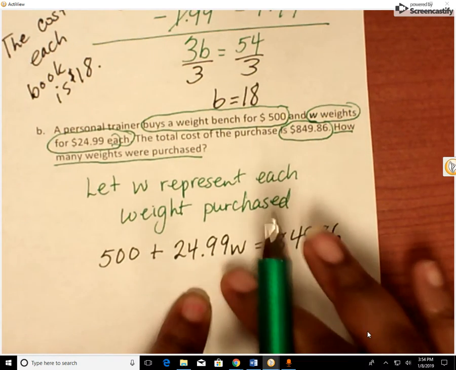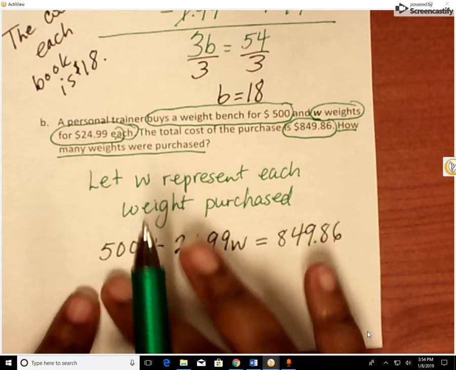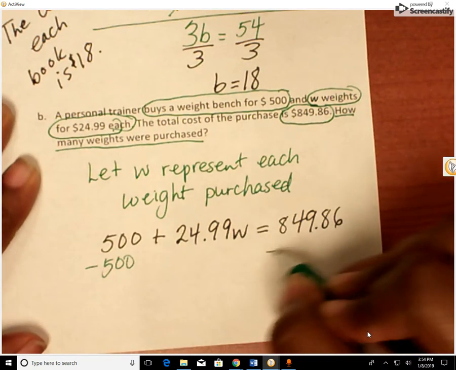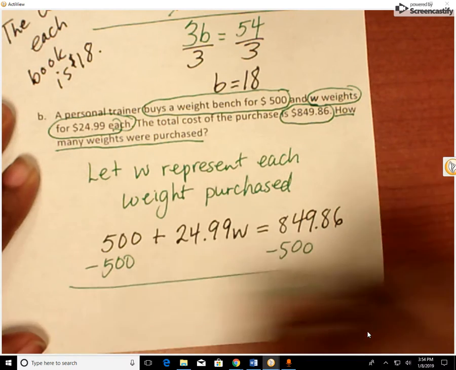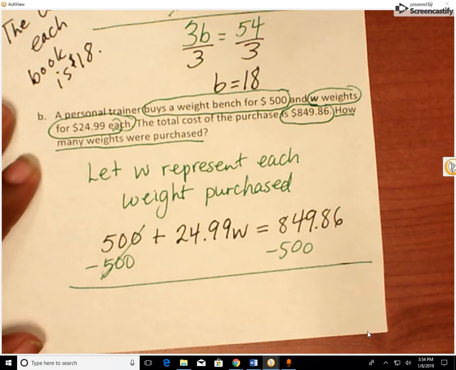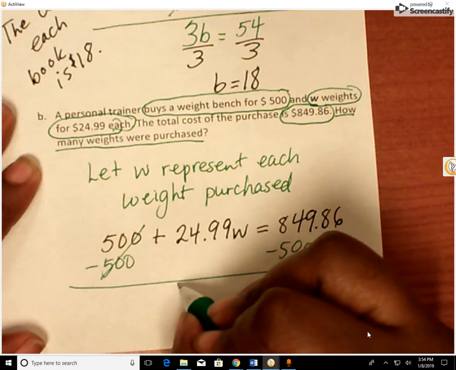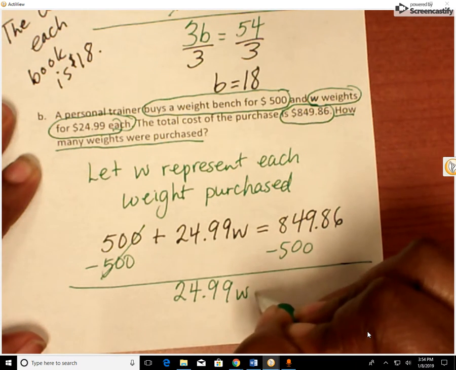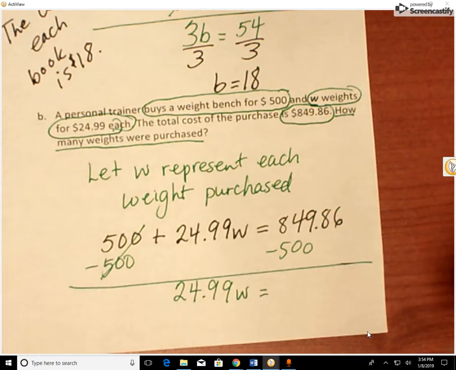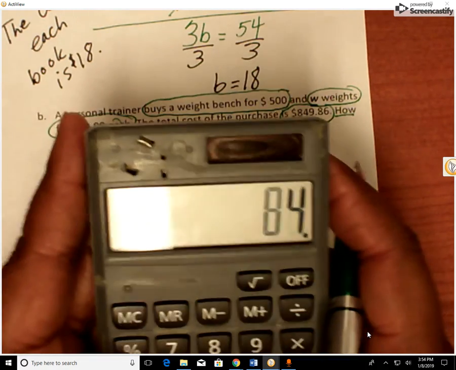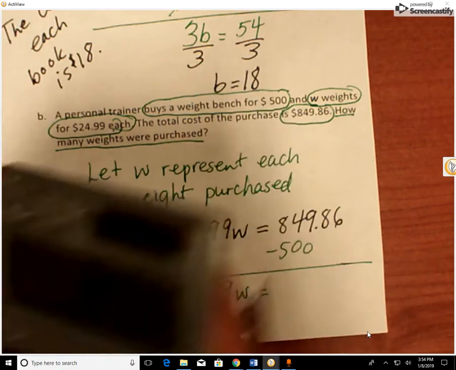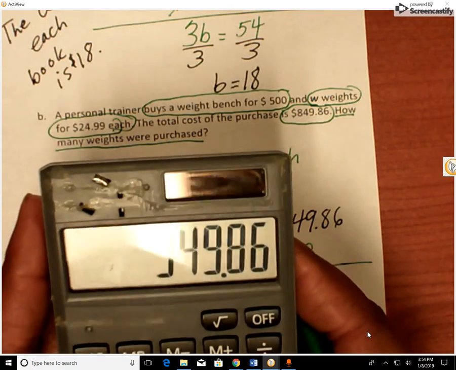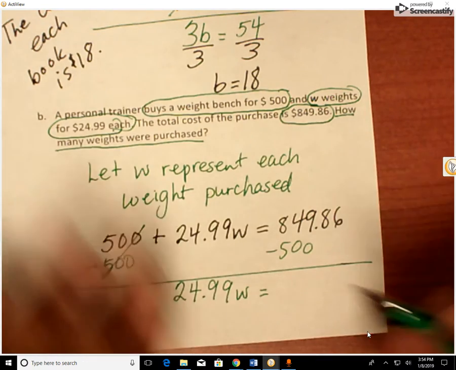So again, this is our variable. We have to isolate that variable. So we need to move our 500, which has no variable. So minus 500 from both sides. That cancels out, because 500 minus 500 is 0. So we have $24.99 W. And then we have to subtract. 849.86 minus 500 equals 349.86.